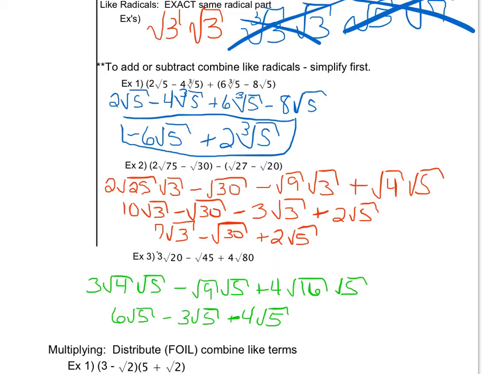So from here I notice that all my terms are like terms. So 6 minus 3 is 3, plus 4 is 7 square root of 5. Again, not changing my radical part. That is adding or subtracting.